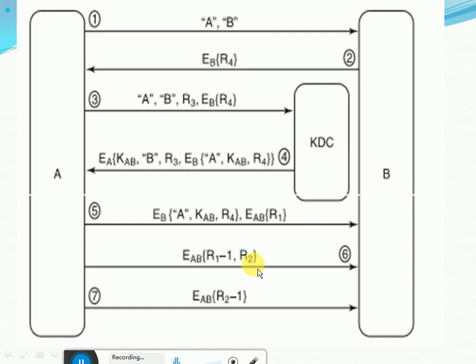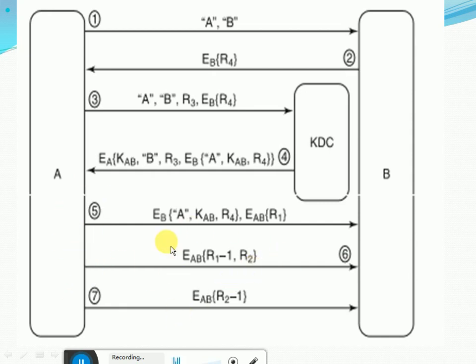And it will also generate a new nonce. It will encrypt these two things using the session key again, and it forwards this whole thing to A. Now here, there is one small mistake in this figure. So this arrow has to be on this side.